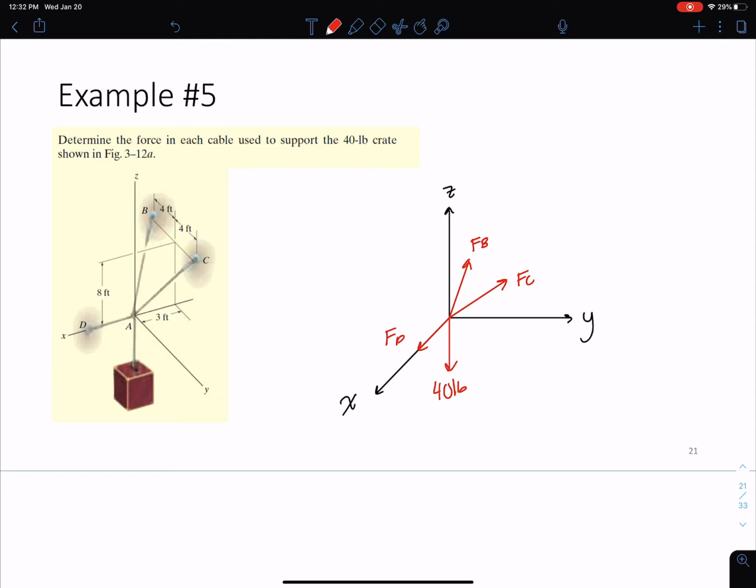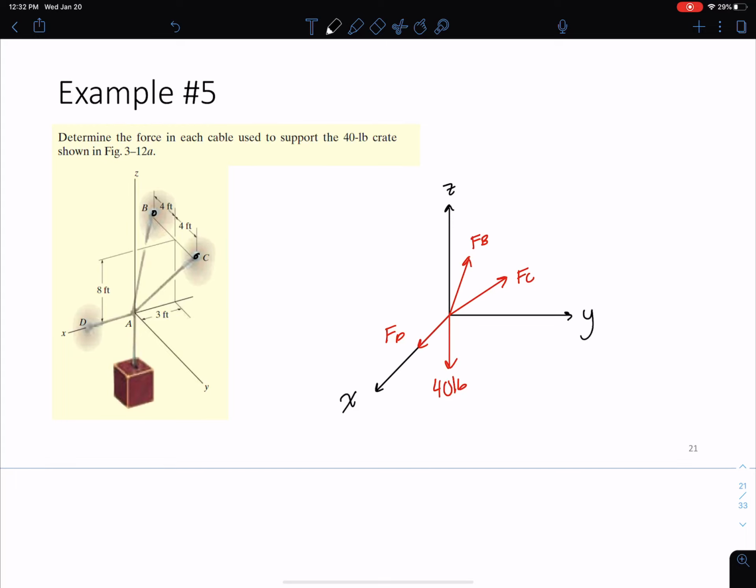40-pound crate, right? So what I can start by doing here, I'm going to start by defining point B and C by their coordinates. So point B acts at an X value of -3, a Y value of 4, and a Z value of 8. And point C is at an X value of -3 as well, and then, actually wait, point C, X is -3, Y is 8, right? Y should be 8. And then the Z should be 8 as well. There we go.